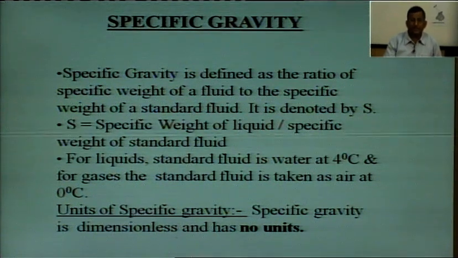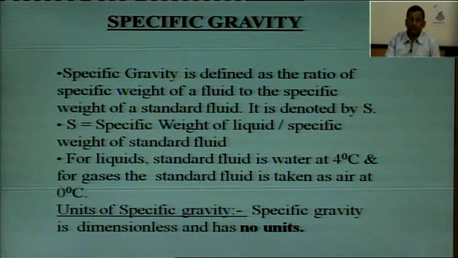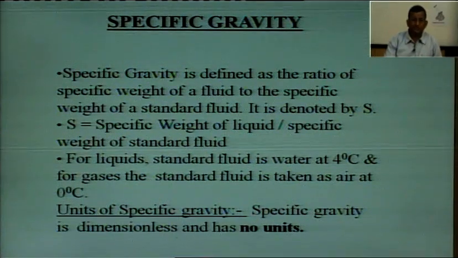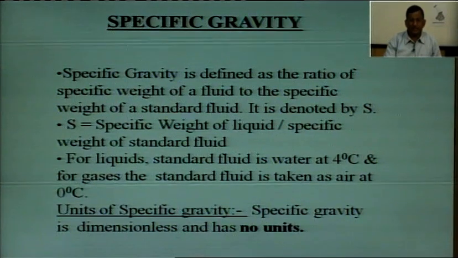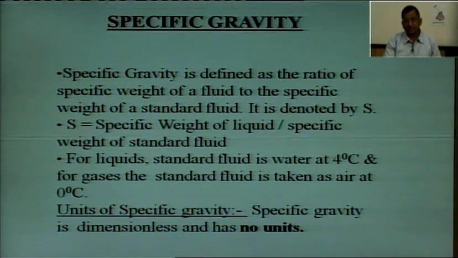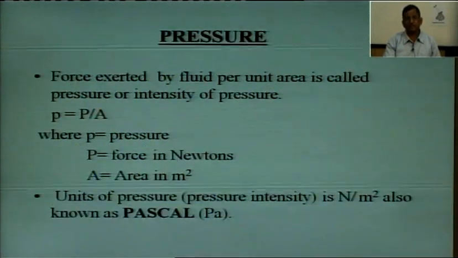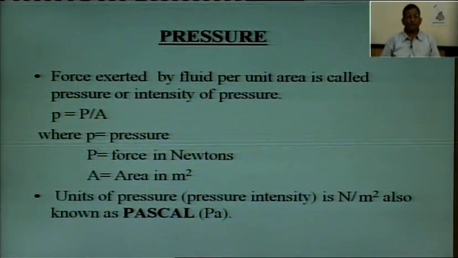The specific gravity has got no unit because it is the ratio of two specific weights, the specific weight of the liquid to the specific weight of the standard fluid. For the liquid, the standard fluid is water at 4 degree centigrade, and for gases, it is air at 0 degree centigrade. It has got no unit, that is specific gravity. Then we come to the pressure.